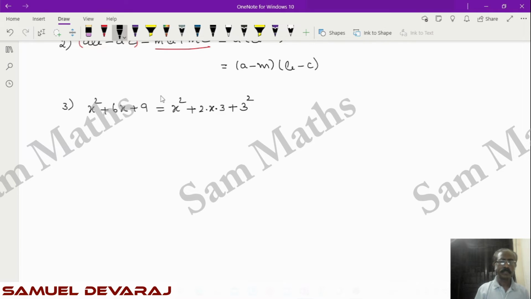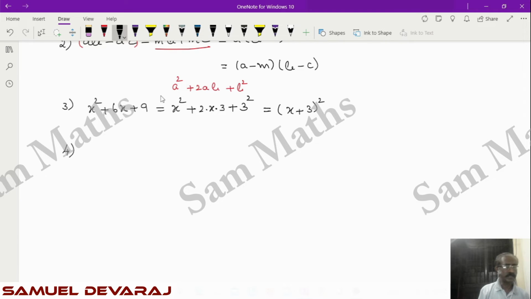Now see here, this is in the form a square plus 2ab plus b square. Therefore, we can write this as a plus b the whole square. What is the expression we are getting here? It's x plus 3 the whole square. Very clear, children?